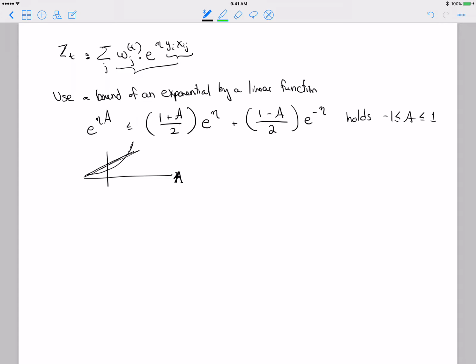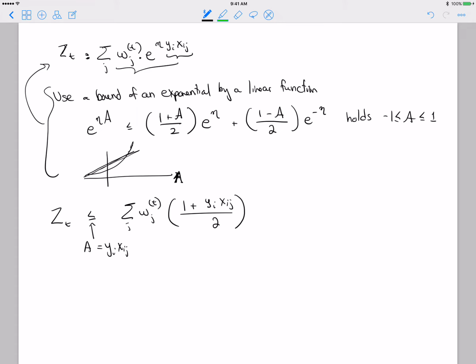Okay, so we're going to plug that thing into there and end up with ZT less than or equal to, and here, of course, I'm going to use a equals yixij in that bound when I plug it in, sum over j, wjt, 1 plus, and then I'll substitute into the bound for a over 2. This is e to the eta plus wjt, 1 minus yixij over 2, e to the negative eta.